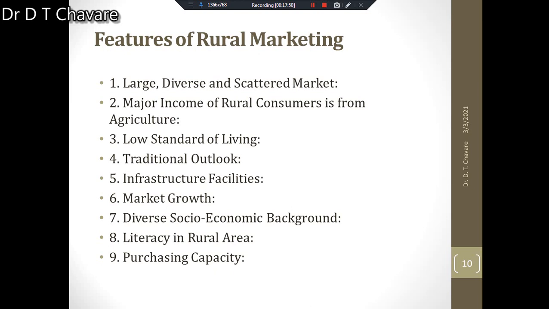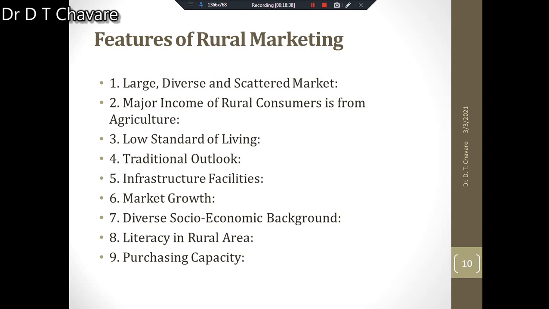Then we have to study the low standard of living. It means that in rural areas you will definitely find this type of feature, compared to urban areas. You can make a comparison between rural and urban areas: the standard of living differs. Try to understand, the standard of living is definitely different from rural area to urban area. You will find a low standard of living in rural areas.